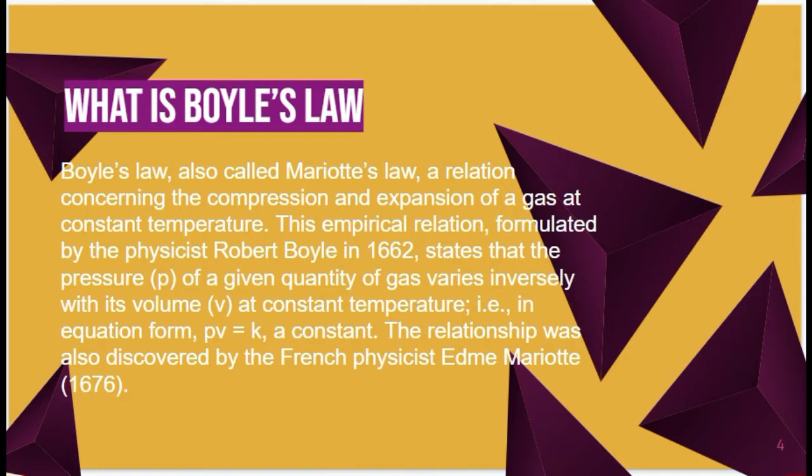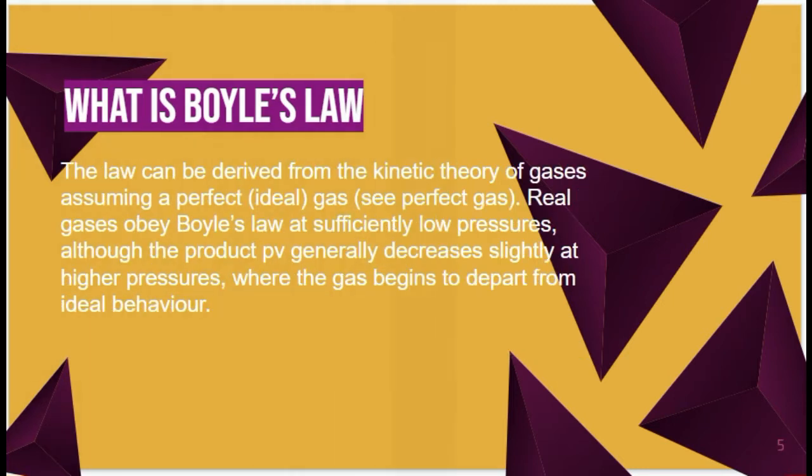This empirical relation, formulated by the physicist Robert Boyle in 1662, states that the pressure P of a given quantity of gas varies inversely with the volume V at a constant temperature. The equation PV = K, a constant relationship, was also discovered by the French physicist Edme Mariotte in 1676. Boyle's law can be derived from the kinetic theory of gases, assuming a perfect ideal gas.